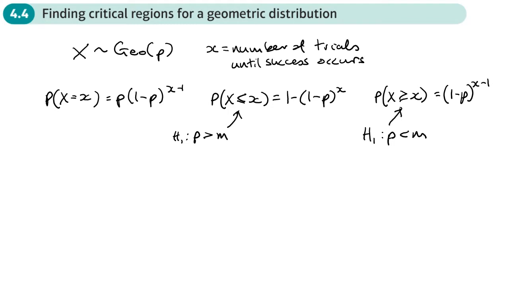So in the questions that we're going to be doing, when we find a critical value, we are looking to work out the value of x here. Yeah, so that's what we're going to be doing, calculating what x is. That will tell us the critical region. So how many trials is like the maximum or the minimum needed for us either to accept or reject H0.